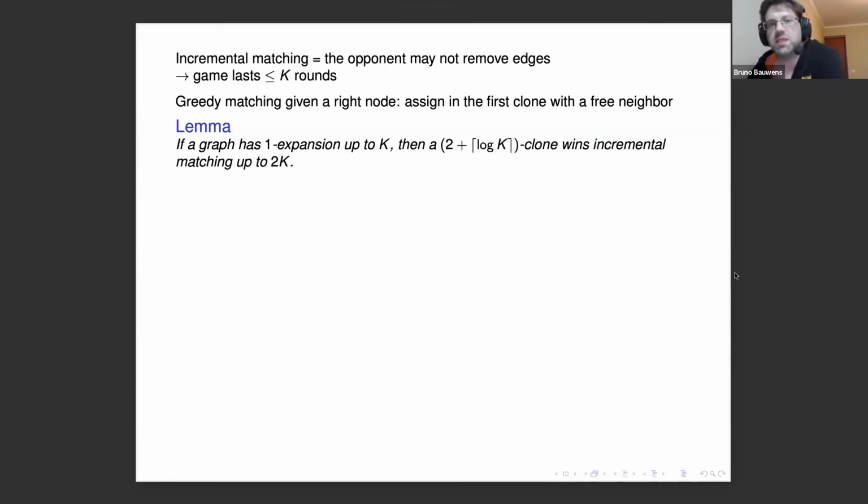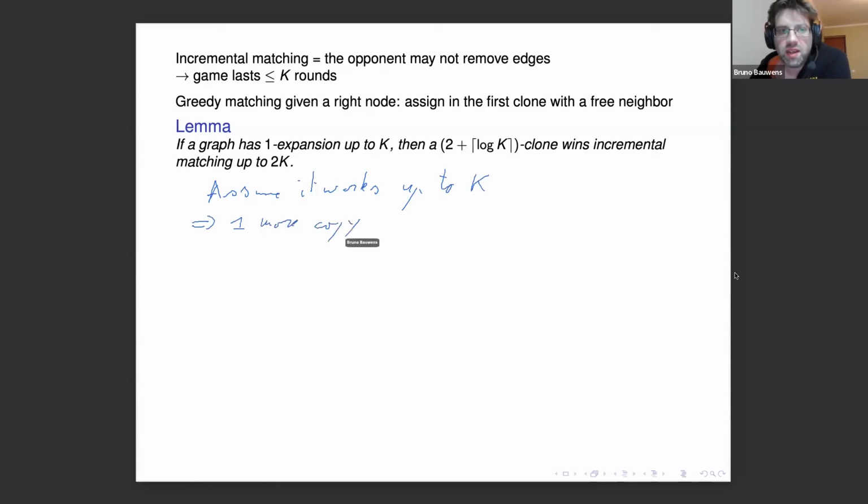So the proof will go by induction on K. I say that if the theorem is proven for matching up to K, so assume it works in the matching game up to K, then we want to say that with one more copy, we can get 2K.